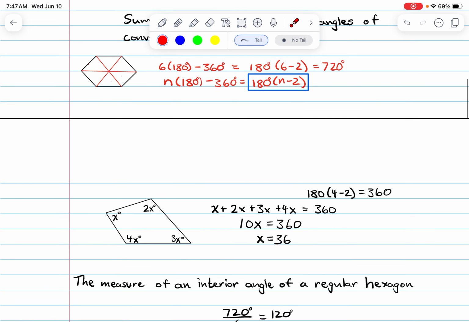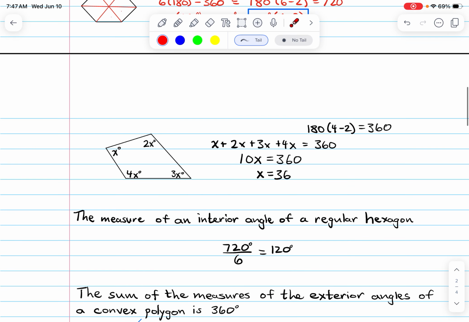So let's take a moment and see how we would use this. We've got 4 sides here, okay? And what I want to know is, what is the sum of those angles? So I take 180 times 4 minus 2 equals 360. So I take this angle plus this angle, add up all of these. That has to equal 360. This is 7, 8, 9, 10. 10x equals 360. That means that x equals 36. So that's one of the types of problems that we can solve.